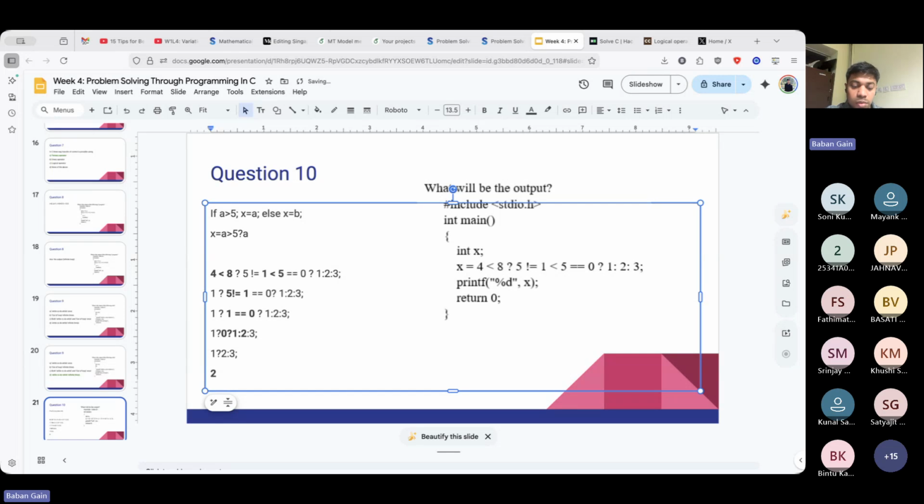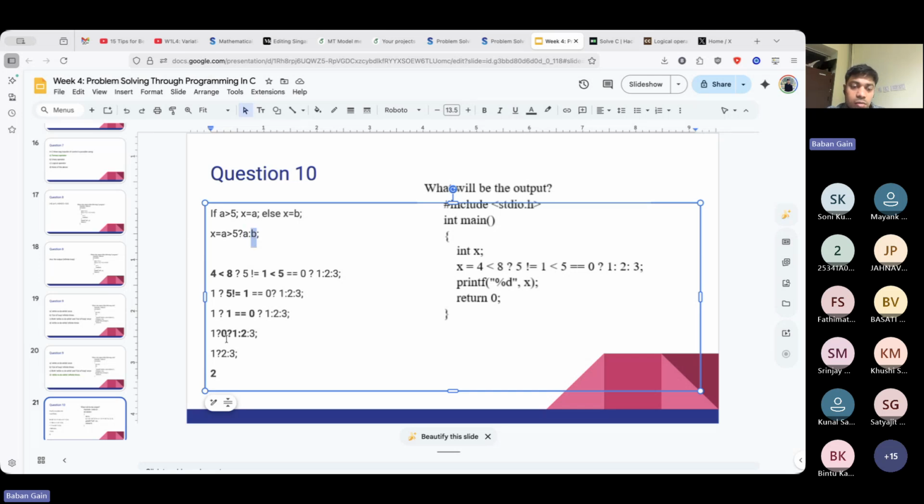Then it is a or b. So basically, what I'm saying is that the ternary operator means I will check with an if condition, whatever I'm saying here, a greater than 5. If it is true, then it will give this value. If it is false, then it will give this value.